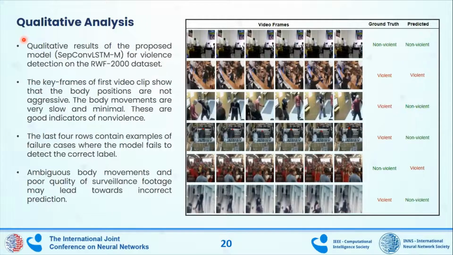Now let's look at some qualitative results of the proposed model. In the first video, there is little to no movement at all. This is a good indicator of non-violence, so our model predicts correctly. In this video, for instance, the violent action is actually obstructed by a wall. That is why our model predicts incorrectly. In the last video, we can see that the surveillance camera footage contains very poor resolution, and this might cause our model to predict incorrectly.